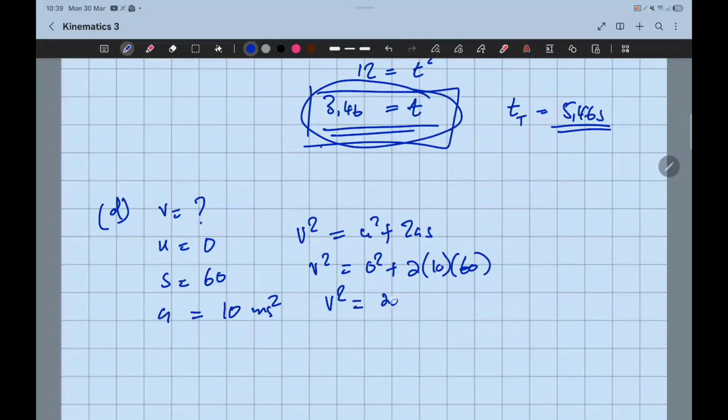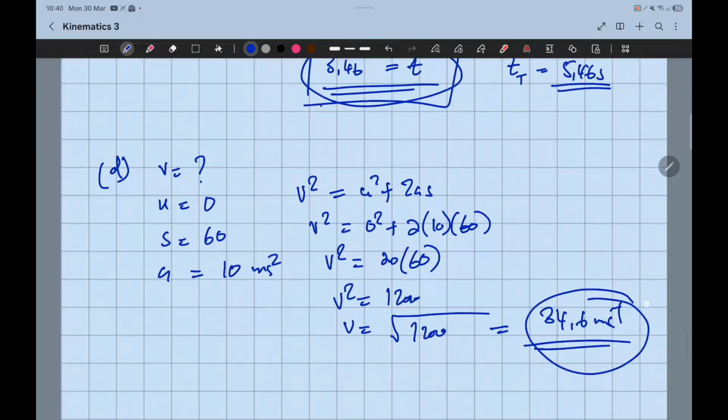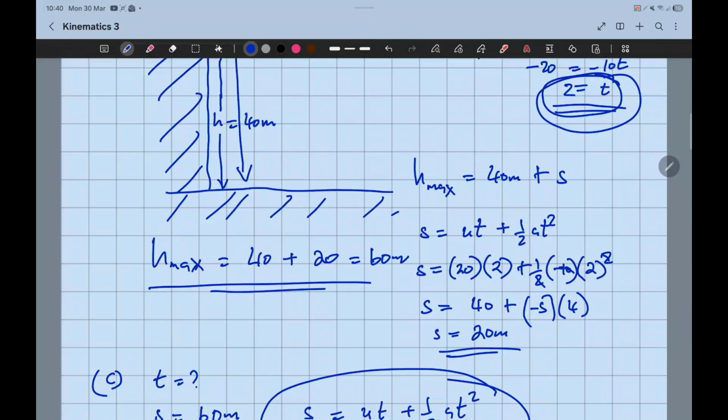V squared is equal to 20 by 60. 20 by 60 ndiani 1200. So v squared is equal to 1200. V is equal to root of 1200, which is 34.6 meters per second. Doing a final velocity yacho iyoyi. So it's quite simple, something that can be worked with. It really is.